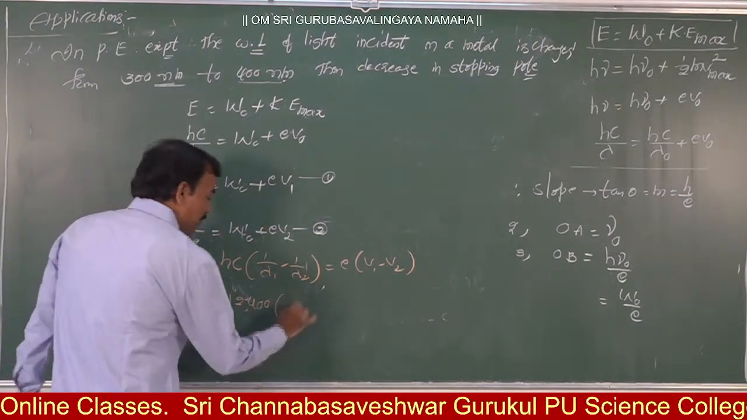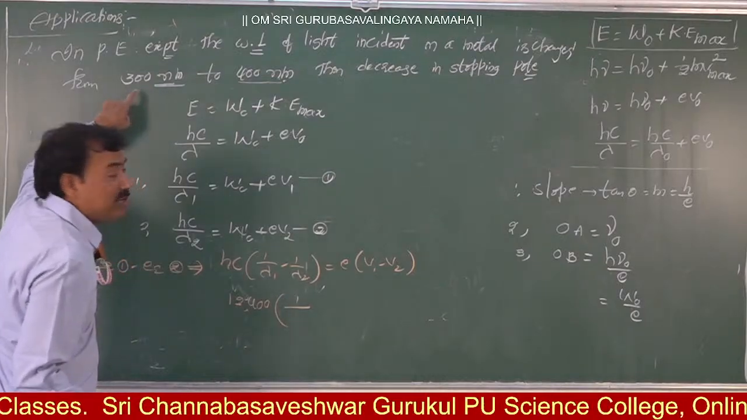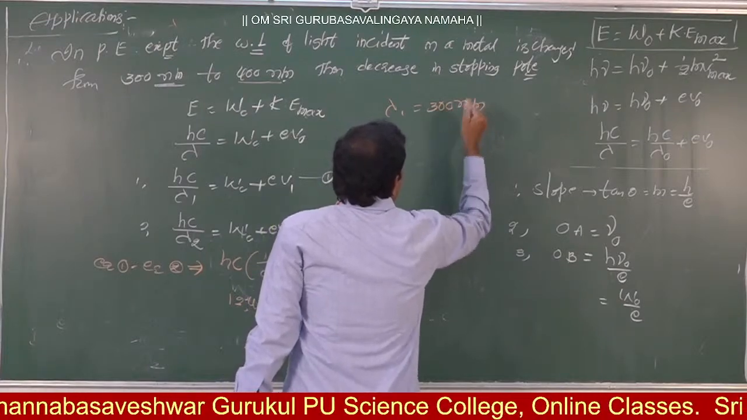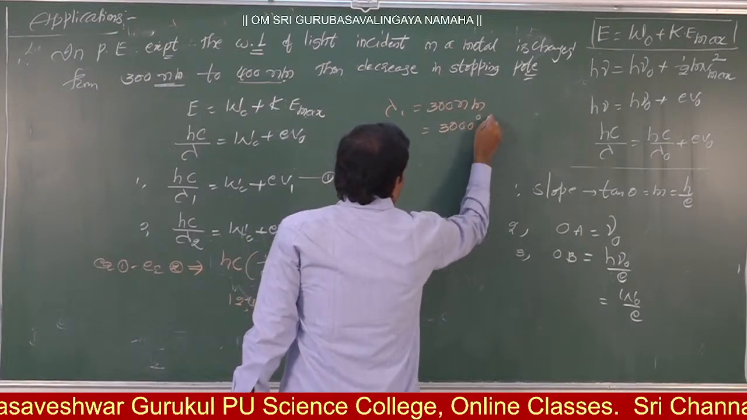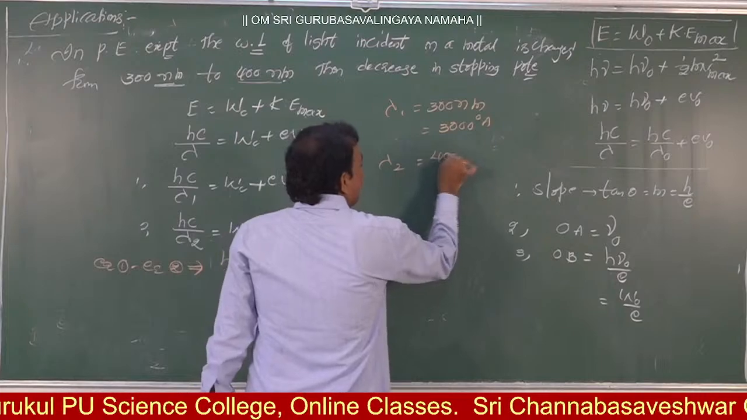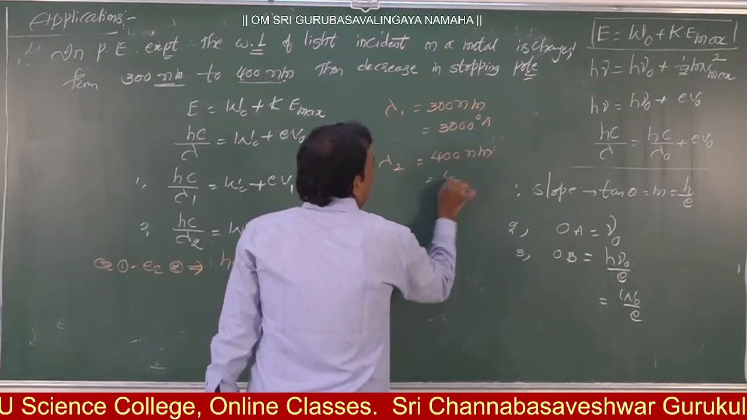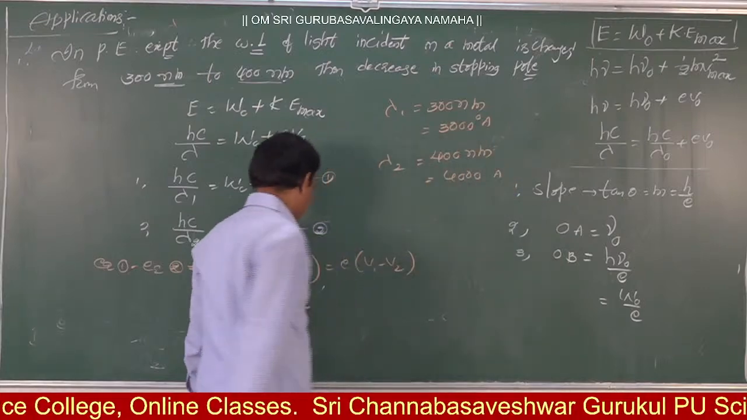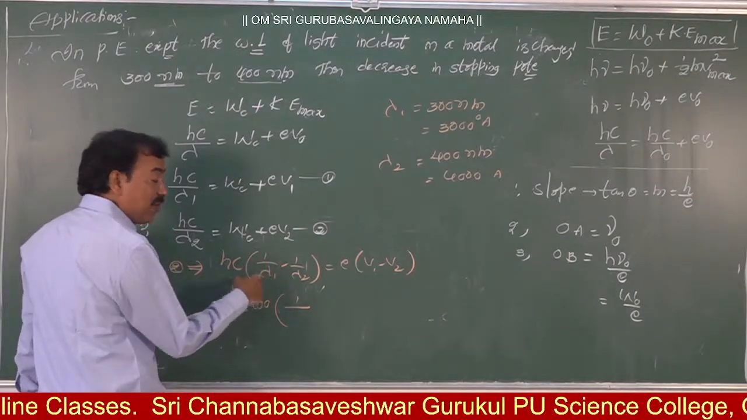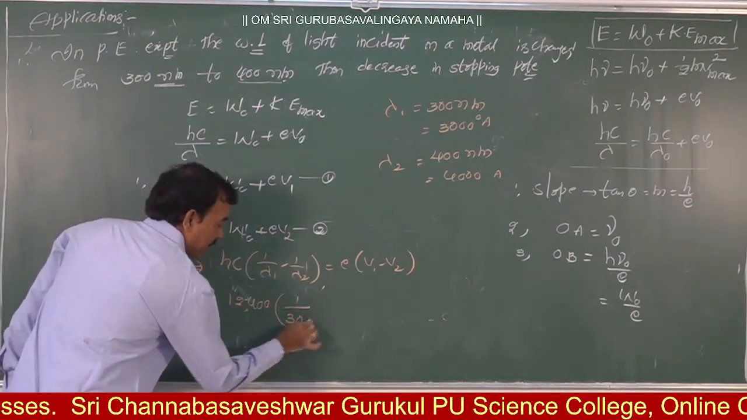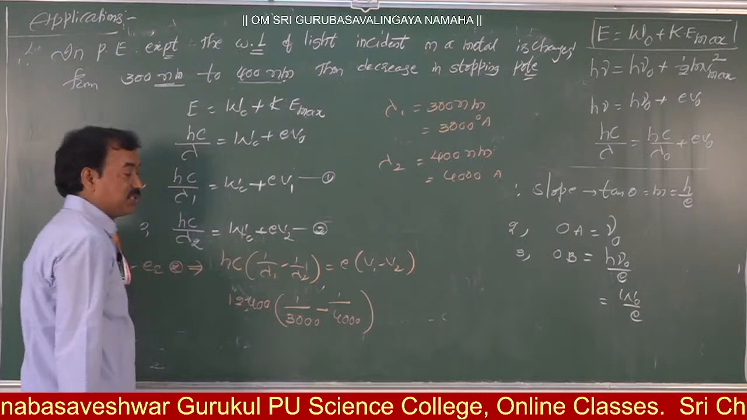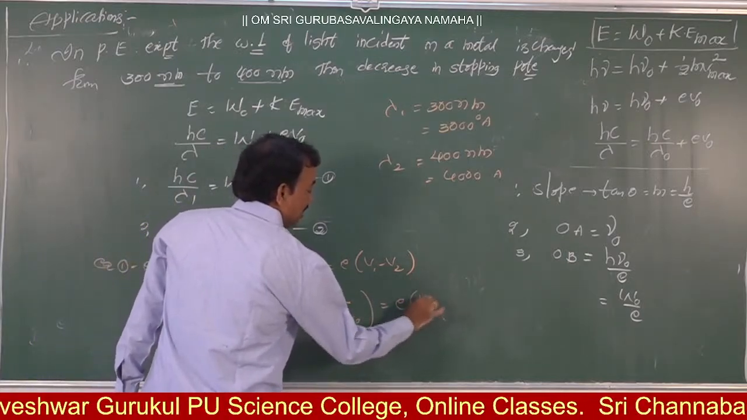Lambda 1 is 300 nanometers, which is equal to 3000 angstroms. You have to convert to angstroms. Lambda 2 is 400 nanometers, which is equal to 4000 angstroms. So this is equal to 12,400 into 1 by lambda 1, which is 3000, minus 1 by lambda 2, which is 4000, equal to e into V1 minus V2.